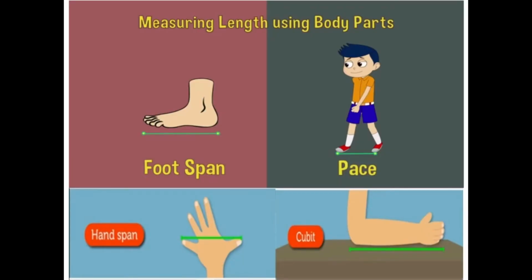First, let us learn the non-standard units of length. In earlier days, we used different parts of our body to measure the length of various objects. For example, handspan, footspan, face, fingers, and cubit. These are non-standard units of measurements of length. To understand these non-standard units of length, let us watch this video.